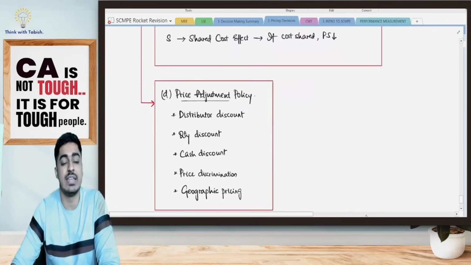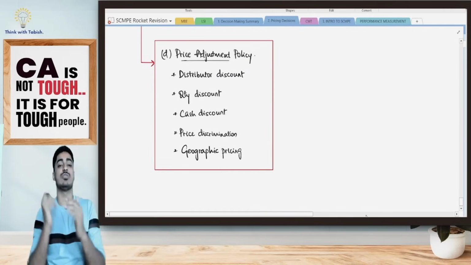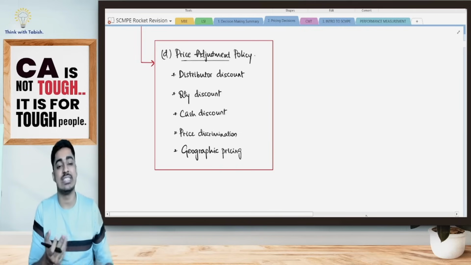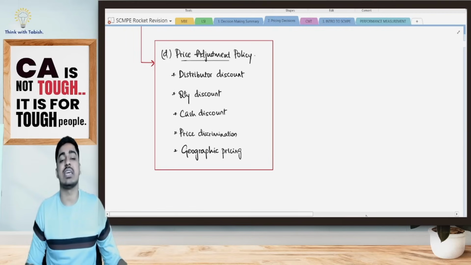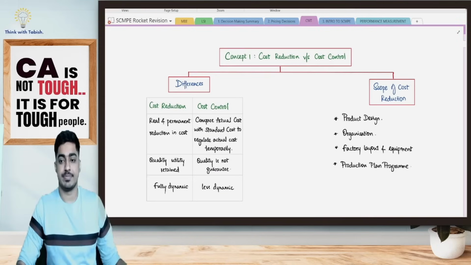Is it clear, everyone? Next, price adjustment policy. Once I've set my selling price, I'm adjusting based on some factors. I may be giving a distributor discount, quantity discount, cash discount, price discrimination, or else I can also go for geographic pricing. With this, we've also finished the chapter, pricing decision, my dear students.